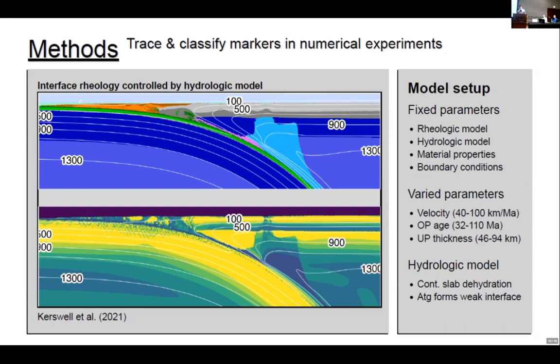I don't have time to go too much into the model setup on the right, but the important thing to understand about these particular models is that the interface rheology is really controlled by the hydrologic model that we implement, which involves continuous dehydration of the slab and the formation of a weak antigorite layer, which you can see in the top diagram. It's that thin pink layer.